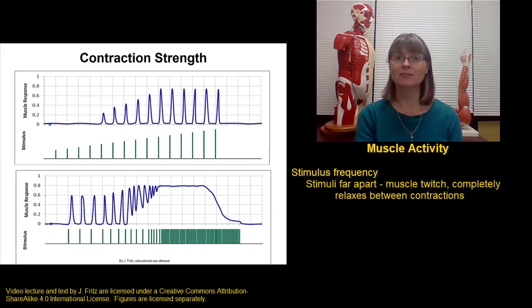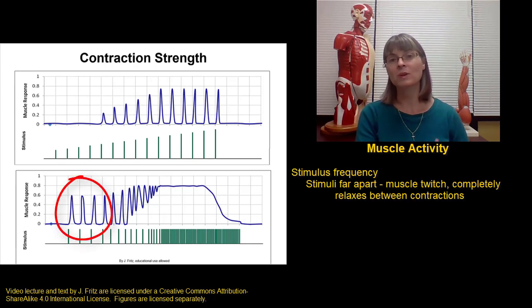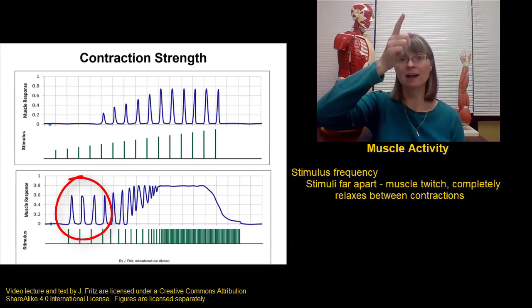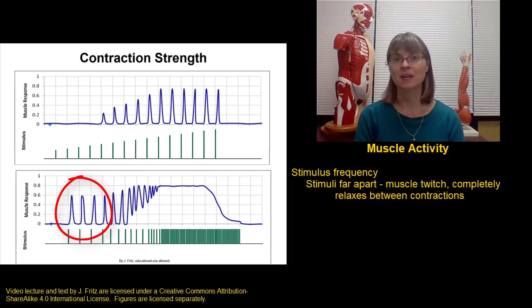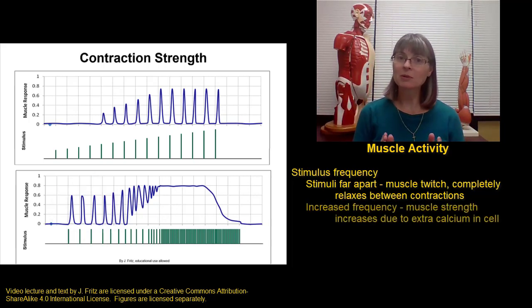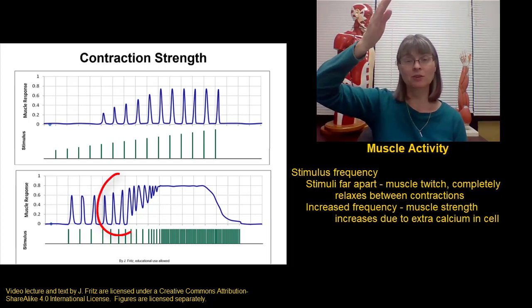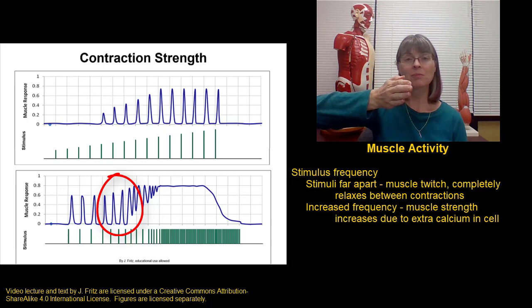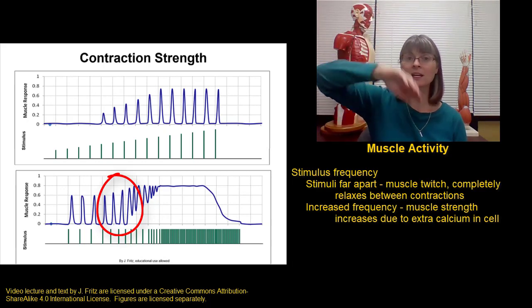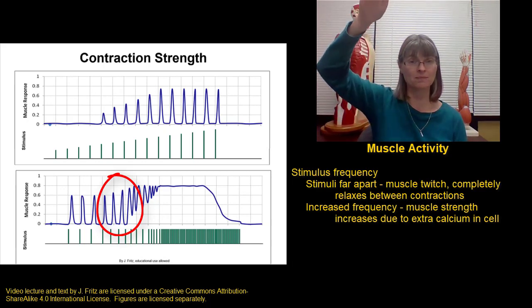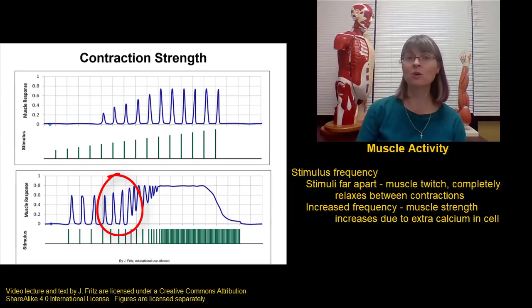At first, we can see that if the stimuli are spaced apart, we get that muscle twitch that we saw before. There's the stimulus, we contract, and then we relax. When we start putting them a little bit closer together, we can still see the spike up. So we get the contraction and then it relaxes, but then the next time we have another one, it contracts a little bit stronger. And then the next time even a little bit stronger.